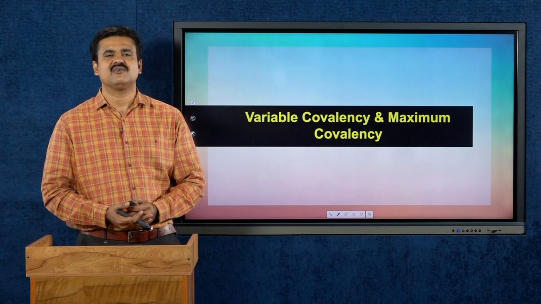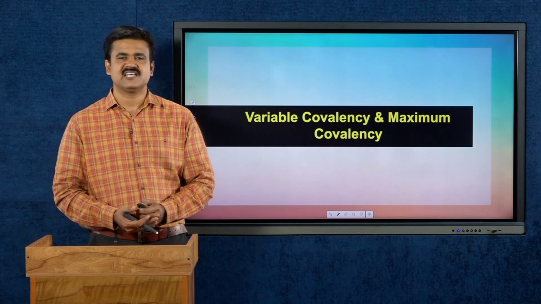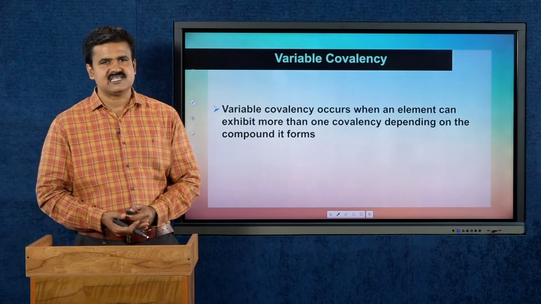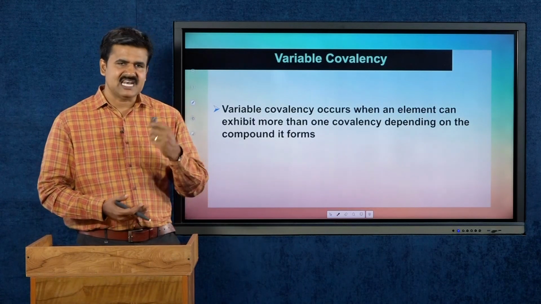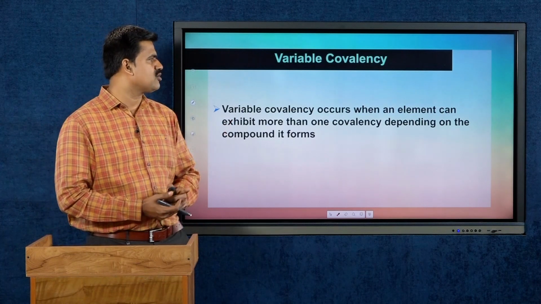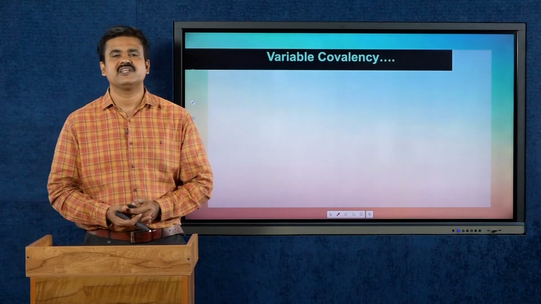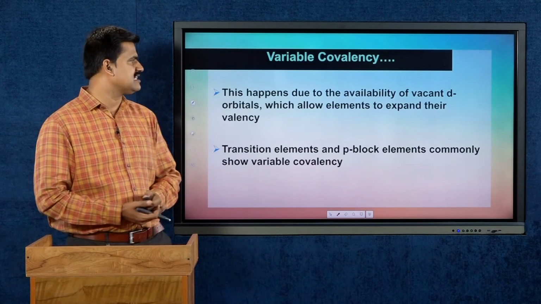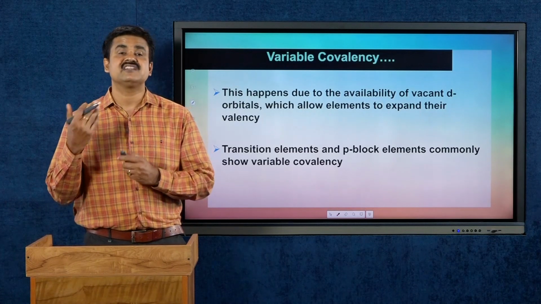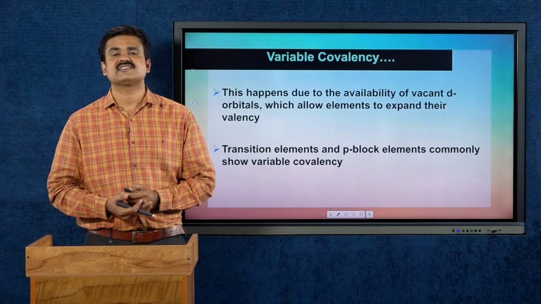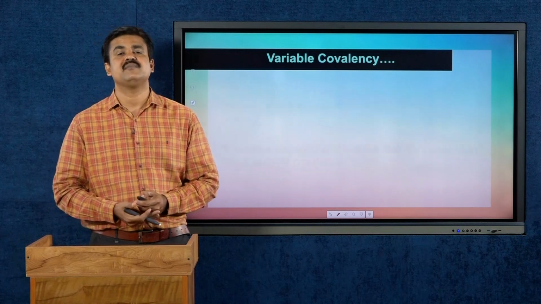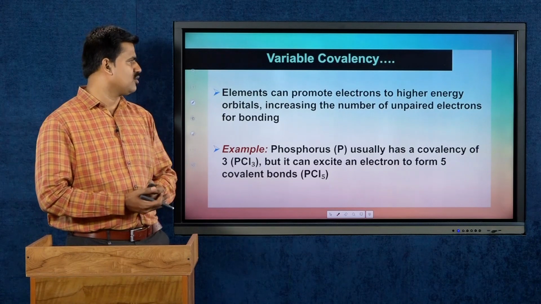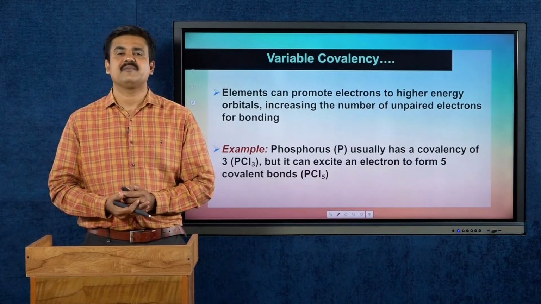You know the fact that covalency represents the number of covalent bonds that can be formed from an element. Now what is meant by variable covalency? Variable covalency occurs when elements can exist with more than one covalency depending on the compound it forms. This happens due to the availability of vacant d orbitals which allow elements to expand their valency. Transition elements and p-block elements commonly show variable covalency. Elements can promote electrons to higher energy orbitals, increasing the number of unpaired electrons for bonding.